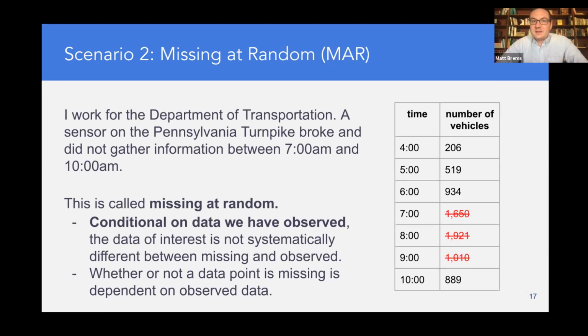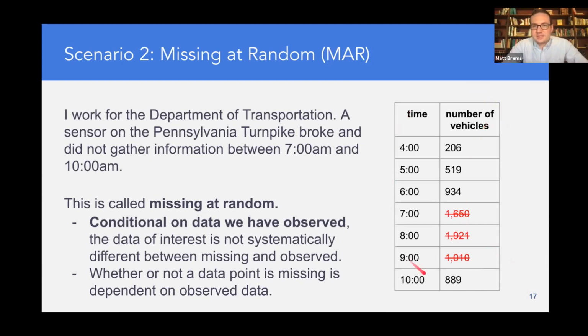So we can have data that's missing at random. I work for the Department of Transportation, and let's say that a sensor on the Pennsylvania Turnpike broke. The Pennsylvania Turnpike is a toll road, a highway that you have to pay money to use. Let's say there's a sensor that looks kind of like a camera that is counting the number of cars that go through a given lane. Let's say that sensor broke and we didn't gather any information from 7 a.m. to 10 a.m. on a given day. We would call this missing at random.